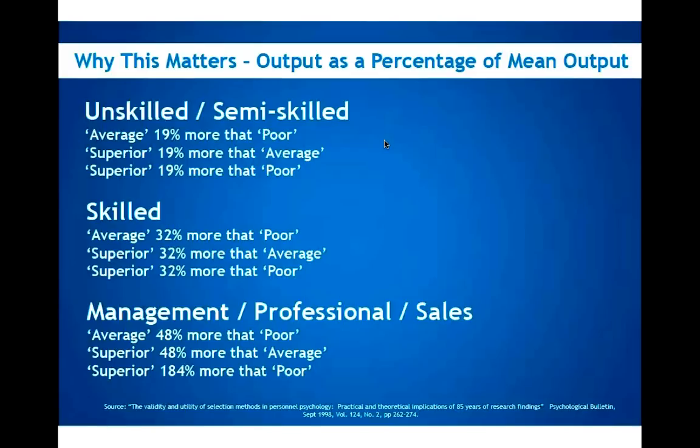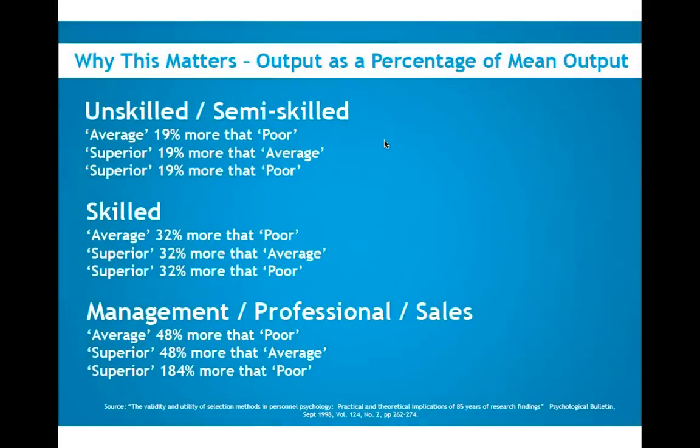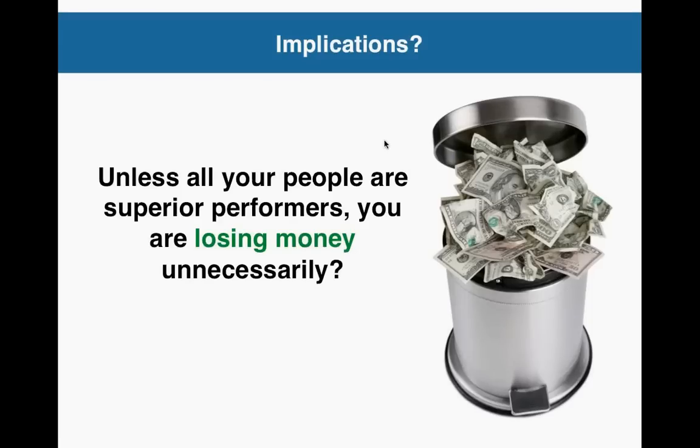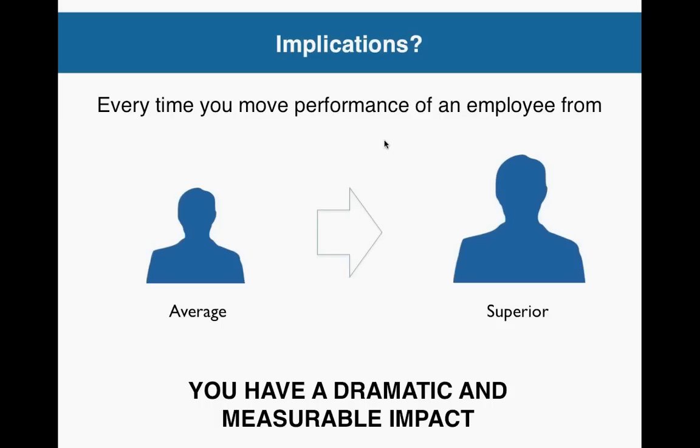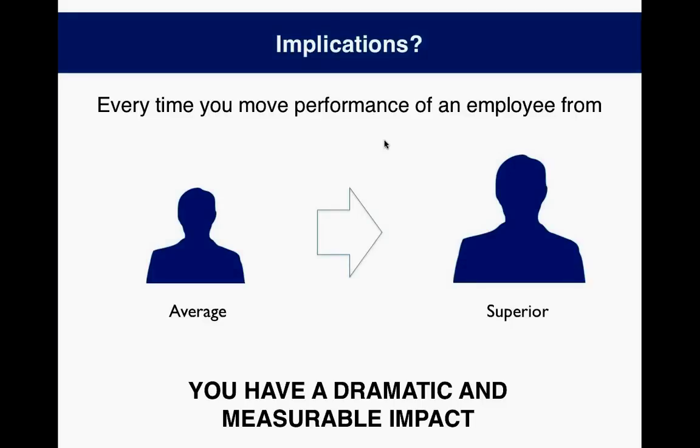Technically, if you just zoom in to a skilled job, the difference between an average and a poor performer, I'm reading from the middle, is 32%. And the same goes for the difference between the poor and the superior performers, which is also 32%. Now, what's even scarier is that for management, professional, and sales level positions, that becomes exponentially higher. If you go down to the bottom of this slide, the difference between the poor and superior performers in a management and professional position is astronomically a 184% difference in productivity.